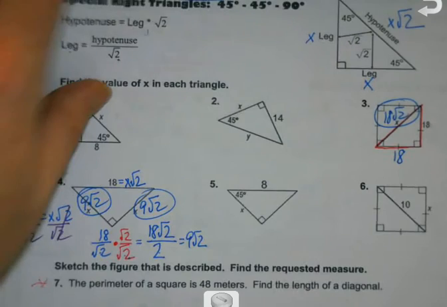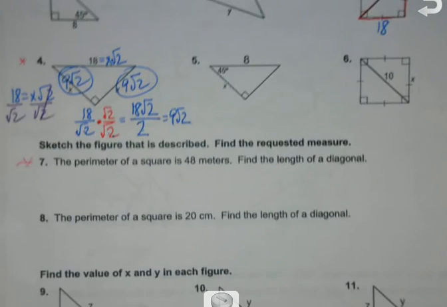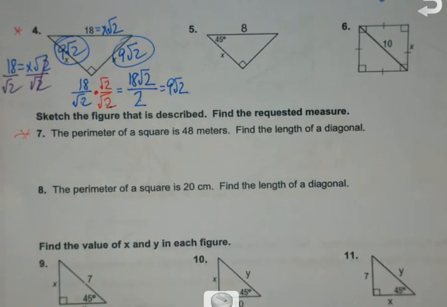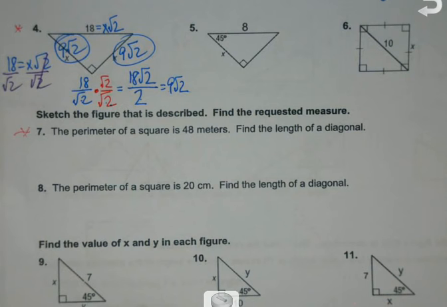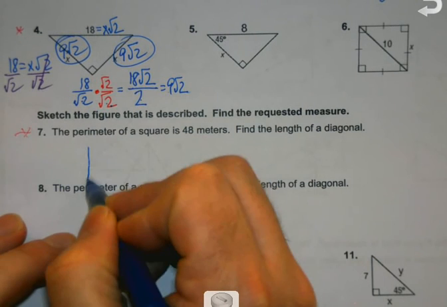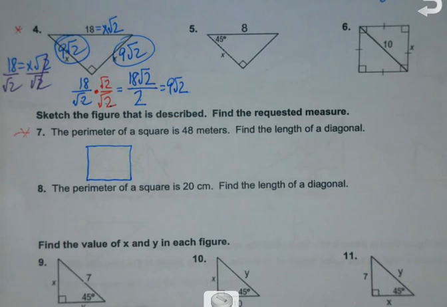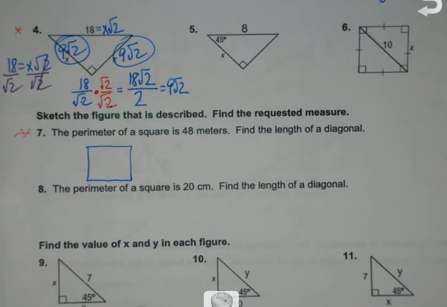Now, I even threw in a couple of what we'll call application problems. Sketch the figure that's described, then find the requested measure. The perimeter of a square is 48 meters. What's perimeter? The whole thing. We're adding up the sides. So, if the whole thing is 48, how do I figure out what one side is? Divide by 4.